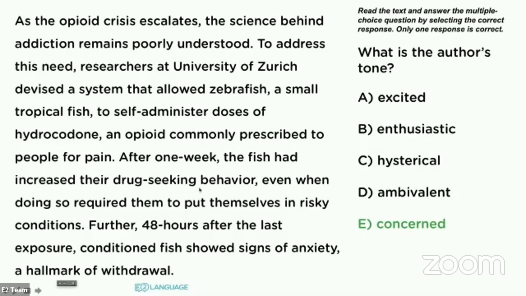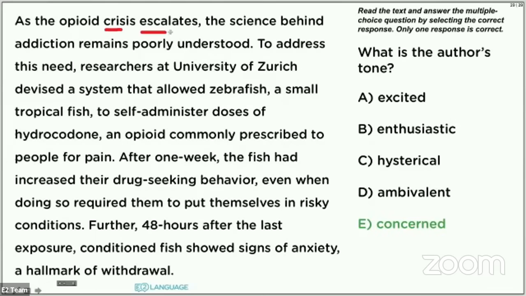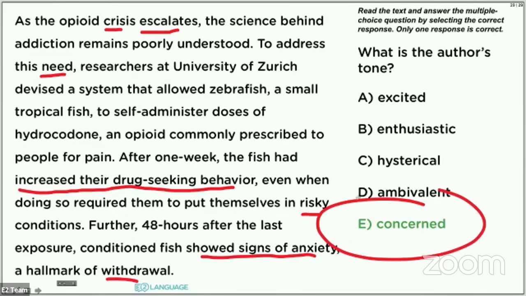Now, the key words that give it away are, there's a crisis that's escalating. There's a need. They increase their drug-seeking behavior, which is not good. Risky. They showed signs of anxiety and had some withdrawal. All of these words point to a concern.